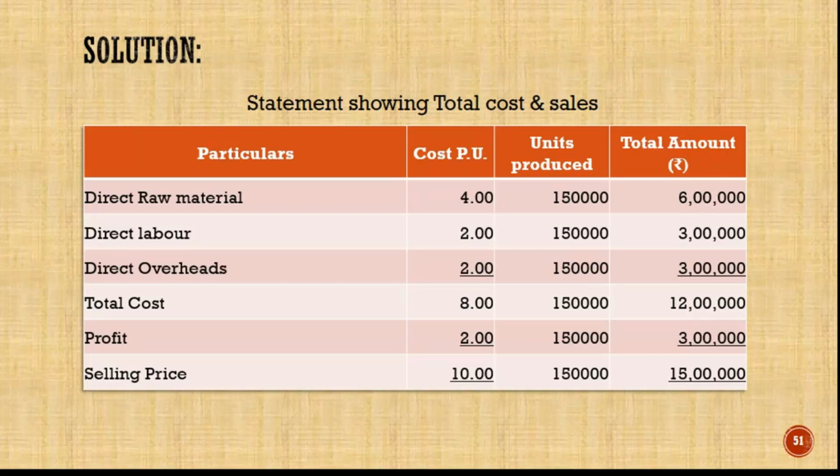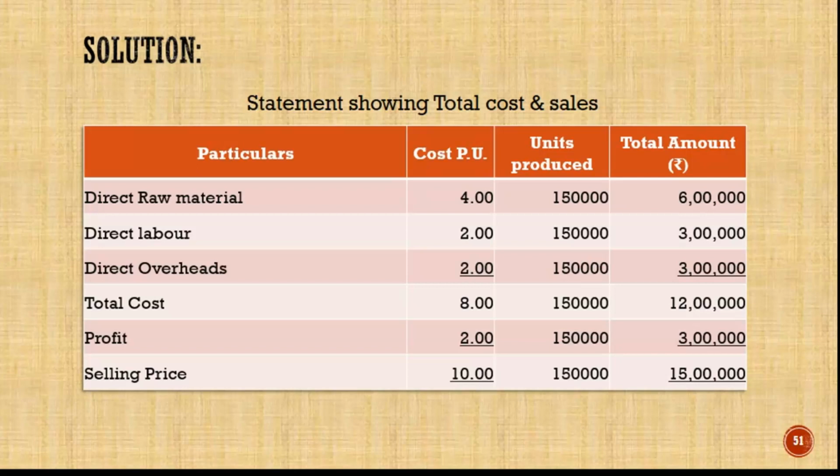So direct raw material percentage was 40%. So 40% we have to calculate on sales price, that is 10. So it is 4. Then labor percentage they have given 20. So 20% of 10 is rupees 2. Same case in case of direct overhead 20%. So 20% of 10 is 2. So like this I was able to identify the cost per unit, and the total of these three components is total cost 8.